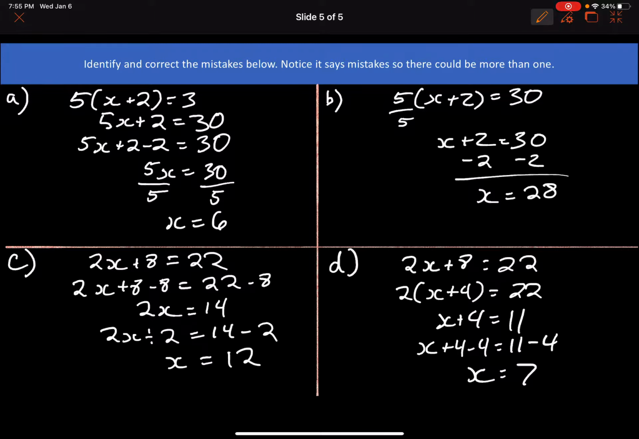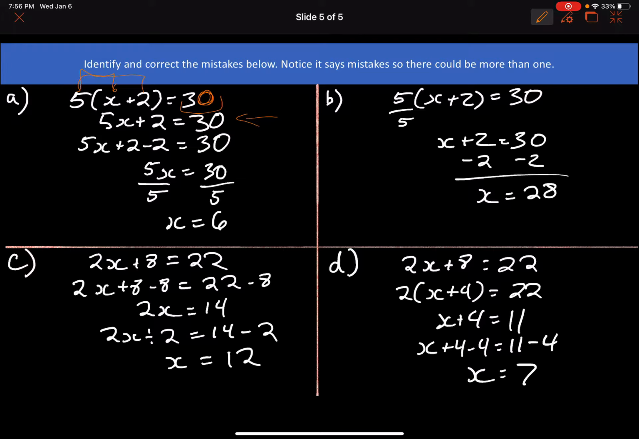First thing first is I'm going to sub in the 6, right? So 6 plus 2 is 8, times 5 is 30. So right off the bat, that was one thing: the problem was written down incorrectly, but they corrected themselves here. Okay, so they used the distributive property and they put 5 into the problem.